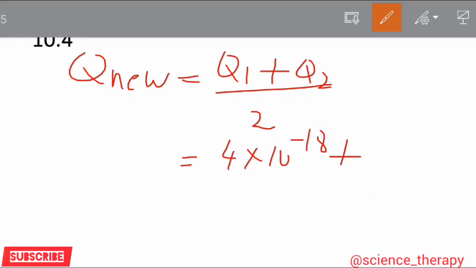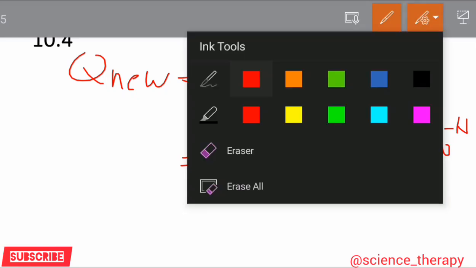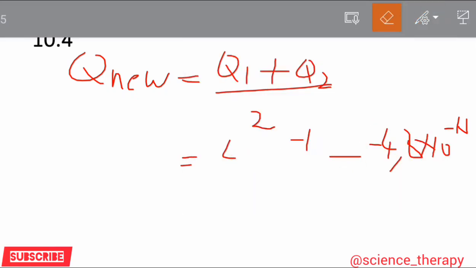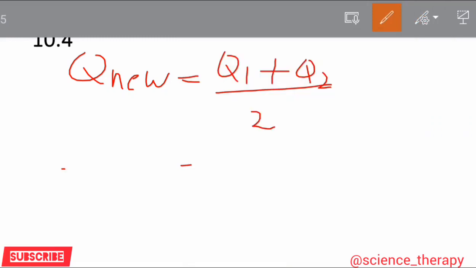But remember, we just calculated Q2, which was for sphere Y, right? So what do we have for that one? We calculated it to be negative 4.8 times 10 to the power of negative 18, right? So let me write that nicely. So we have it here.